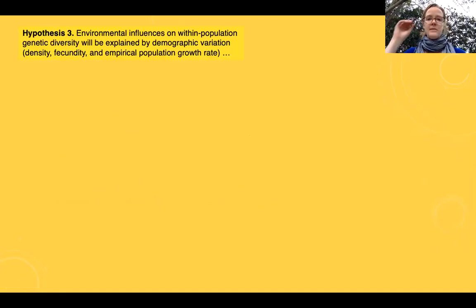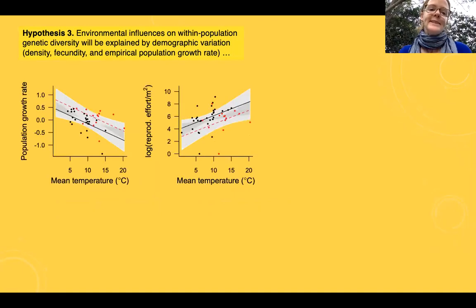And that brings us to our third hypothesis, which was that environmental influences on within population genetic diversity will be explained by demographic variation. So remembering back to that first conceptual diagram, we're trying to look at that demographic pathway through which the environment affects genetic diversity. And in this case, what we did find was that the environment affected demographics, but we didn't find a direct effect of the demographic rates on genetic diversity.